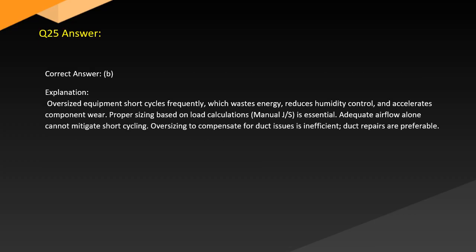Answer. Correct answer: B. Explanation. Oversized equipment short cycles frequently, which wastes energy, reduces humidity control, and accelerates component wear. Proper sizing based on load calculations, Manual J, is essential. Adequate airflow alone cannot mitigate short cycling. Oversizing to compensate for duct issues is inefficient. Duct repairs are preferable.